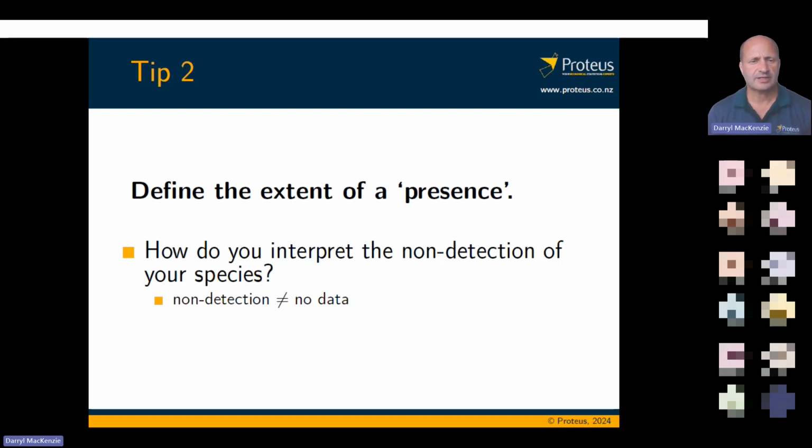One other key point is just keeping in mind as well that non-detections are useful. They are data. Sometimes people view them as uncertain data, particularly if they're doing presence-only type methods of analysis. And also in terms of design, sometimes people don't think hard enough, in my opinion, about making sure they record non-detection events, particularly if you're using things like citizen science programs. A zero is data. It doesn't mean no data.